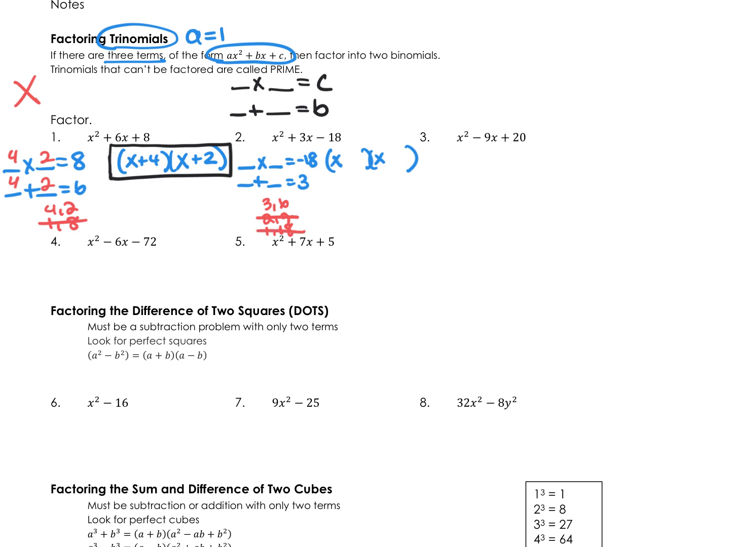But which one, if I make it negative here, will I add together to get 3? If I make the 3 negative, then they will multiply together to get negative 18, and they will add together to get 3, right? That's what we're looking for. Two numbers that multiply together to get negative 18, and add together to get positive 3. You don't want to make this 6 negative, because those would add together to get negative 3, right? So the signs do matter. So here we will have minus 3 and plus 6 as our two numbers to complete our factors.